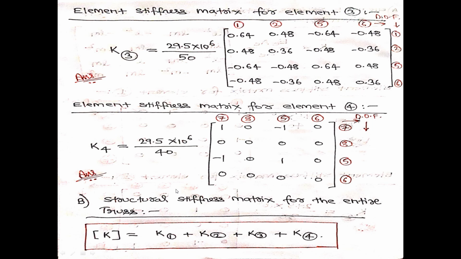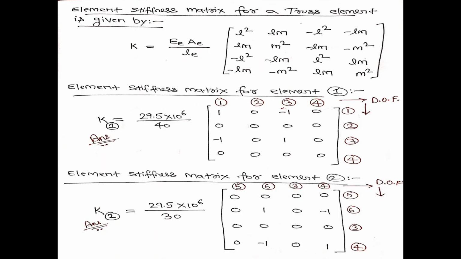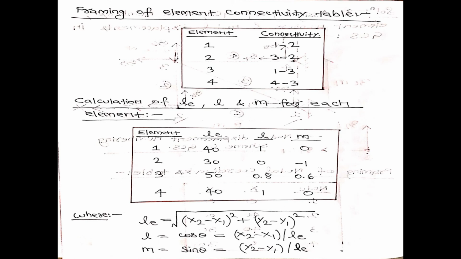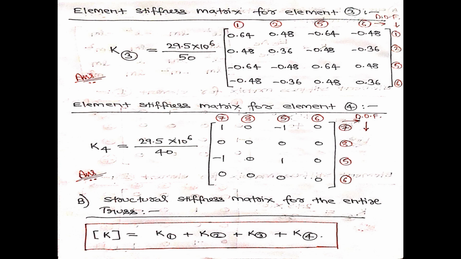This is part A of the question. Next, if you read the second part of the question, you need to assemble the structural stiffness matrix for the entire truss. That means, for the entire truss, what is the stiffness matrix? That stiffness matrix we call the global stiffness matrix.